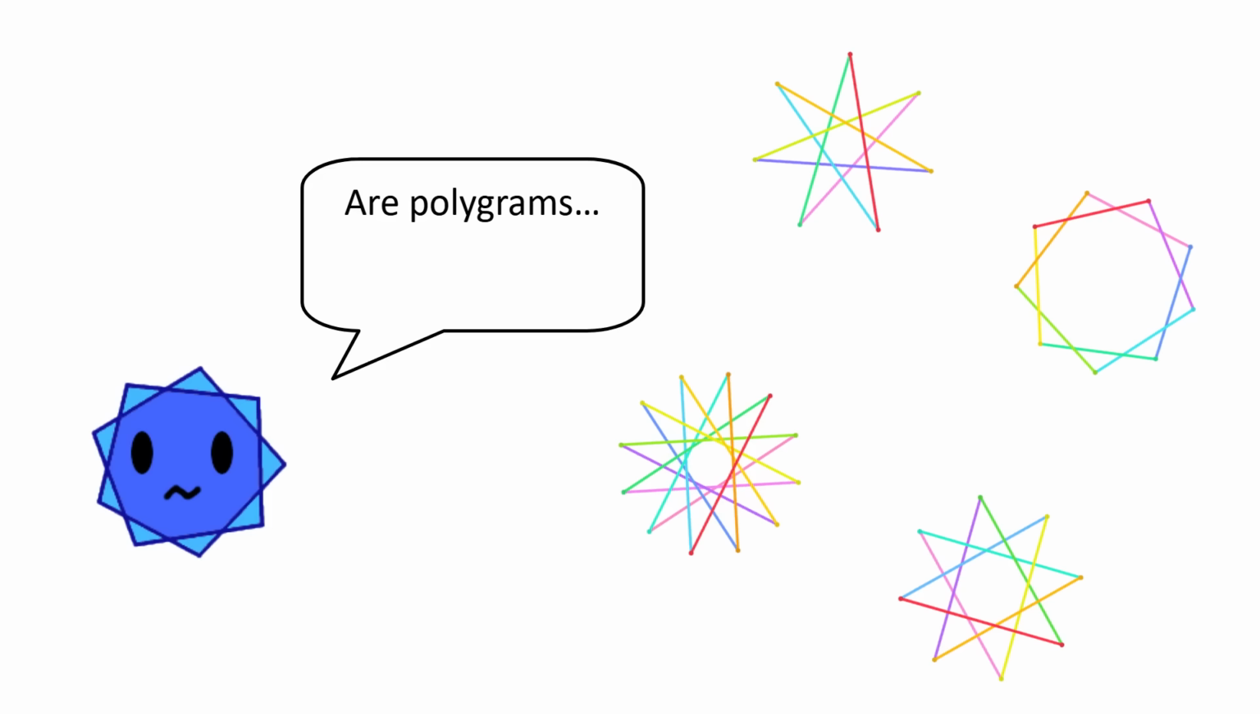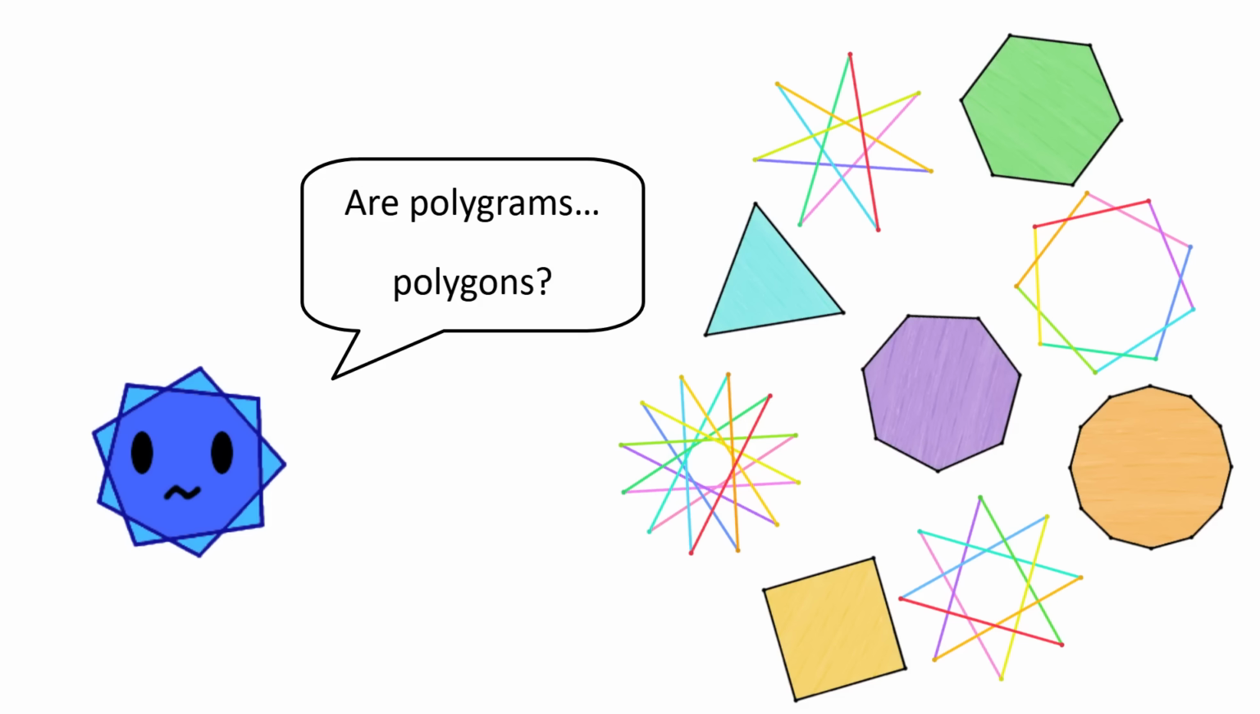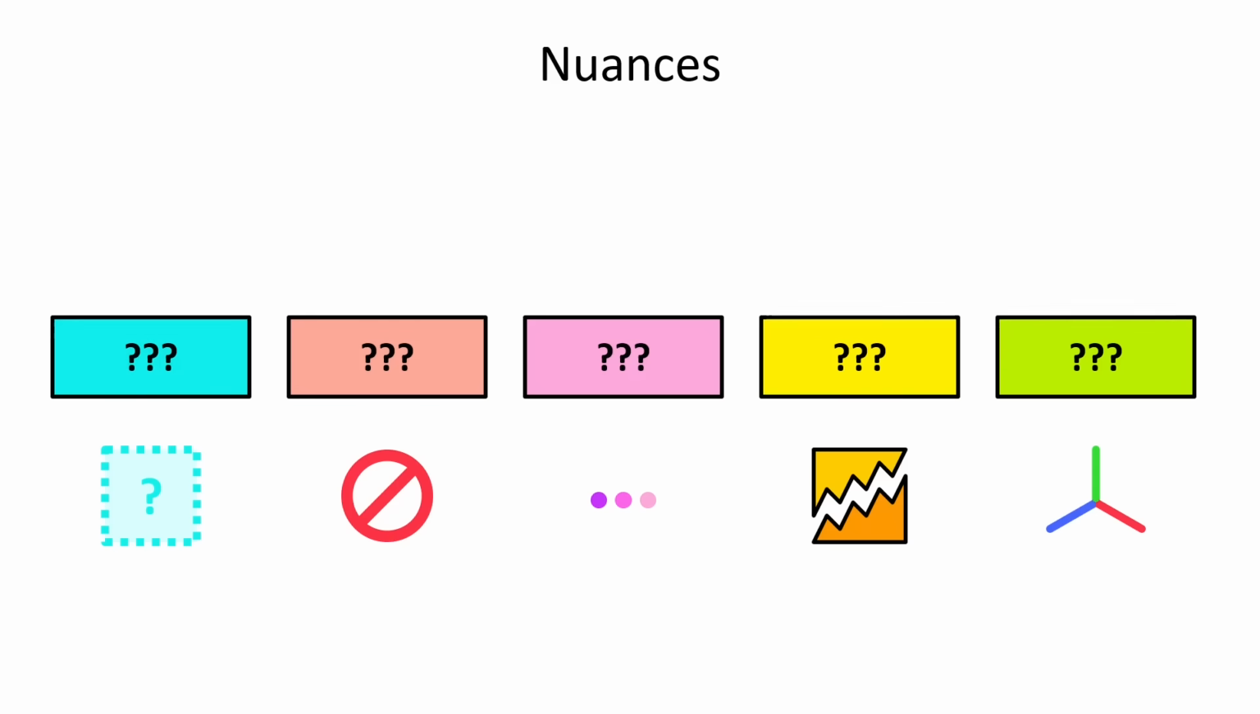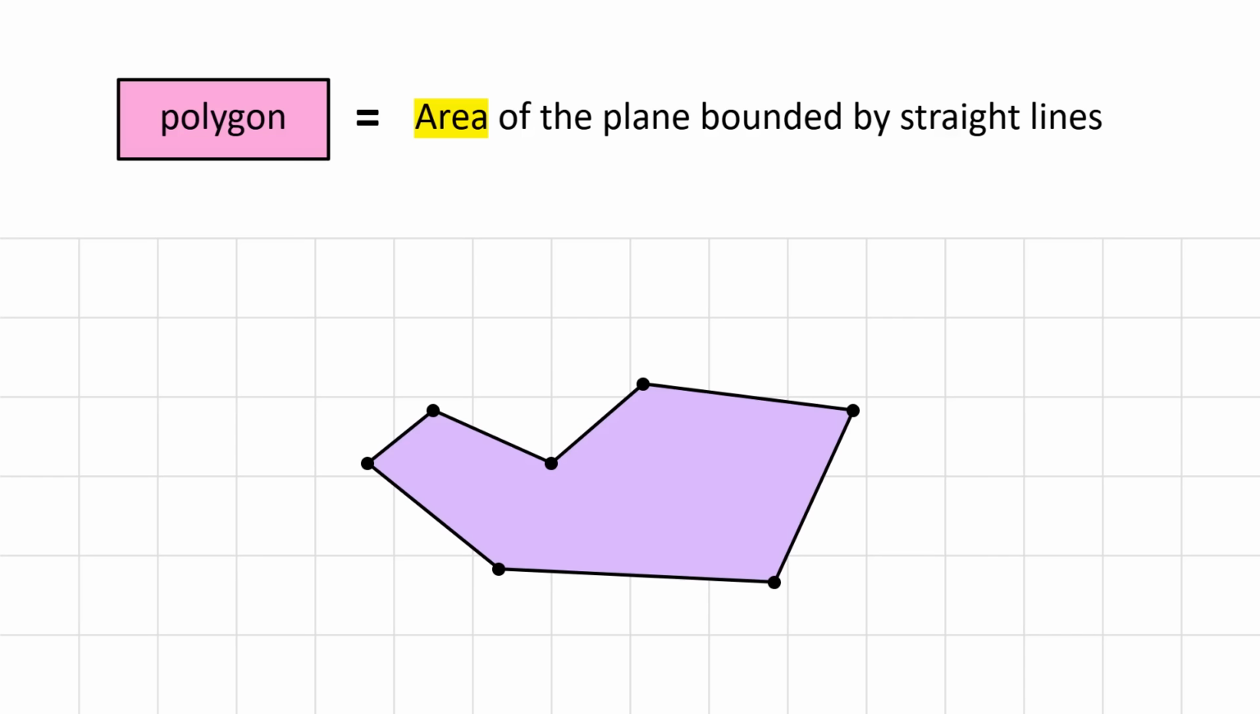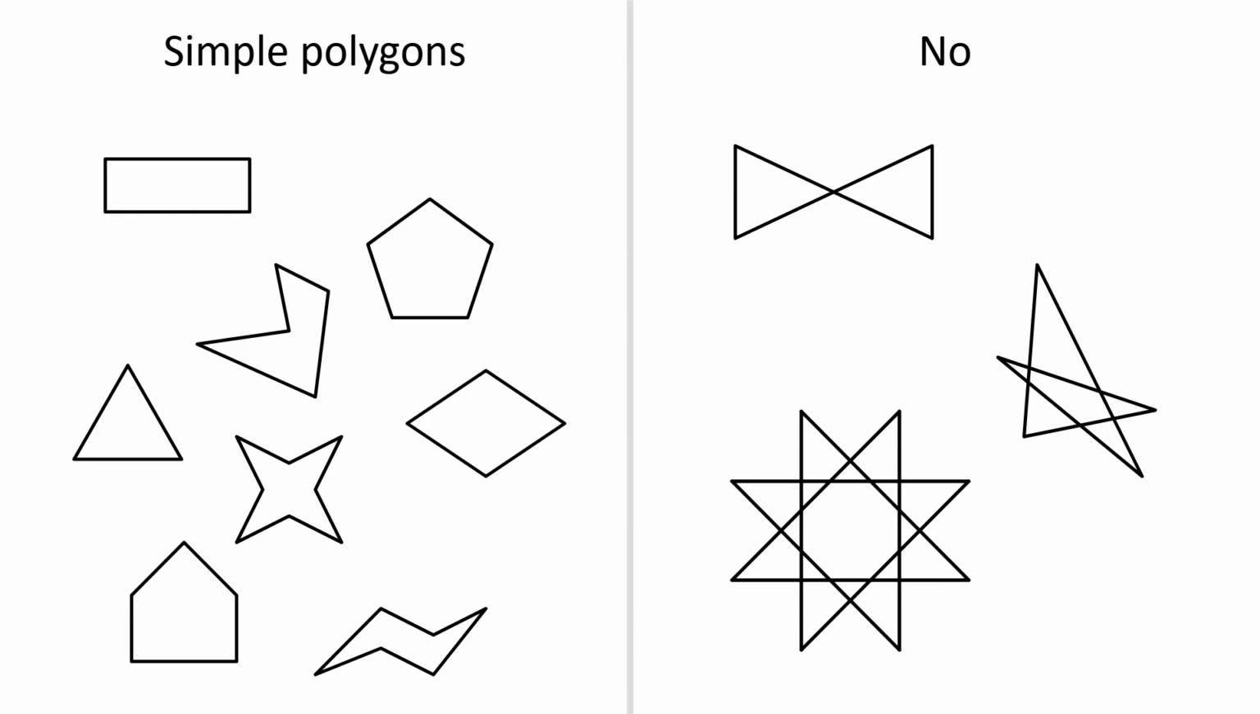But are polygrams polygons? Well, this is where we encounter our first nuance, solidness. My definition from earlier makes reference to an area. Simple polygons have a very clear interior and exterior, but the same can't be said about polygrams, so making them fit that definition is tricky. However, not all definitions make reference to an area.